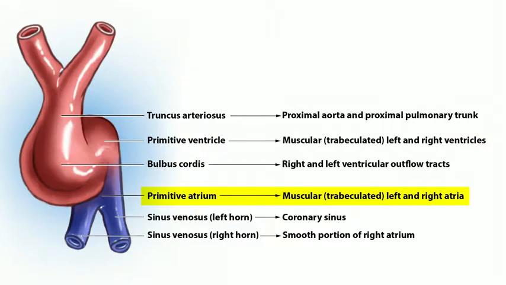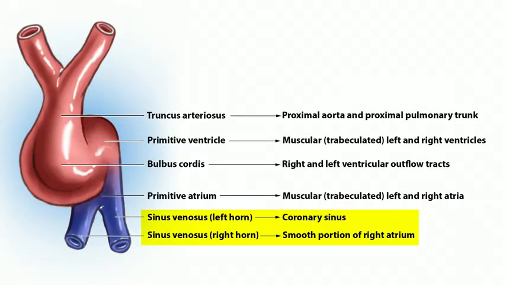The primitive atrium gives rise to the muscular or trabeculated parts of the left and right atria. Then the sinus venosus is going to be divided into the left horn and the right horn. The left horn gives rise to the coronary sinus, and then the right horn gives rise to the smooth part of the right atrium.